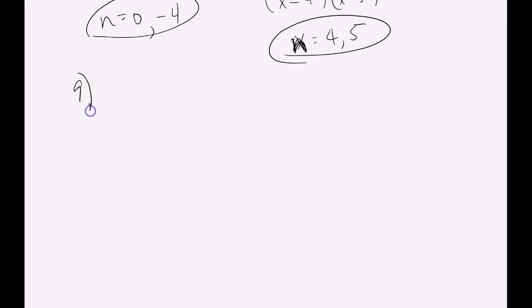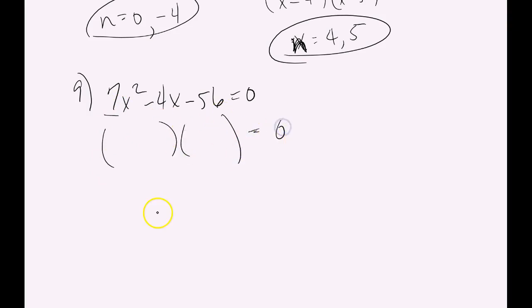Alright, number 9. This one you're going to love because the leading coefficient is a 7, and people hate these, right? Because we're so good at factoring if that's not there. I mean, if that's a 1. But when it's not a 1, it's like, oh my gosh, what do I do? Here's what I do. I told you, I'm a guess and check person. So the only thing that makes 7 is 7 and 1. So that's my starting point.